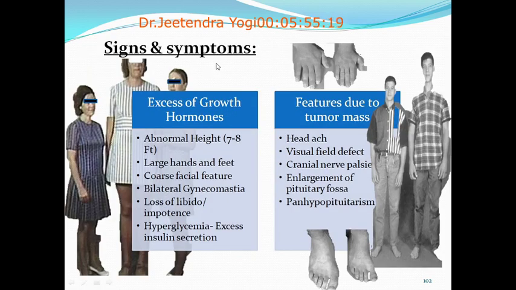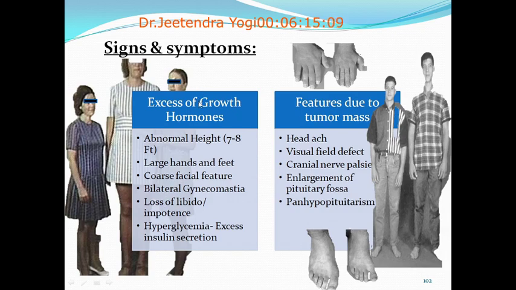So come to the signs and symptoms of gigantism. Signs and symptoms of gigantism occur because of excess secretion of growth hormone and because of features due to the tumor mass nearby or in the pituitary gland.